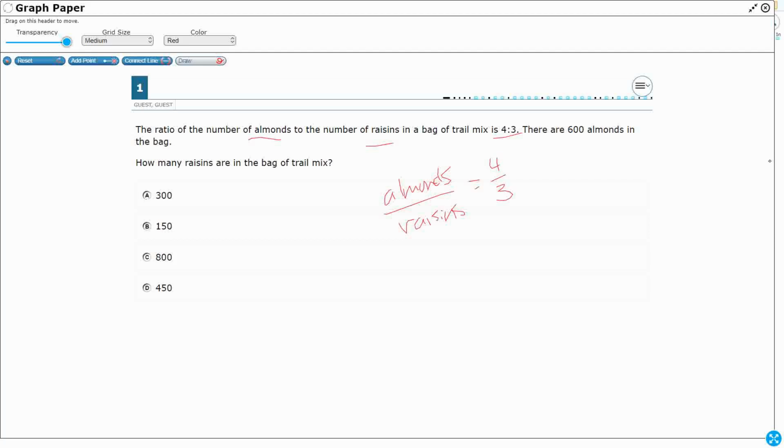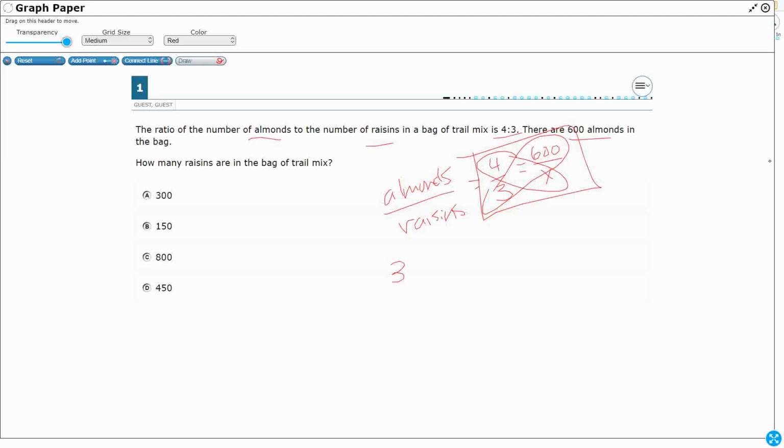600 almonds in the bag. All right, so take a look. Almonds, that's going to be my numerator, so 600. And I need to find the number of raisins. So let's say raisins is our x. So there's our proportion right there. So let's use cross multiplication. We know that if these are equivalent fractions, then you can multiply the numerator of one times the denominator of the other, and it's equal to the same thing with the other numerator and denominator.